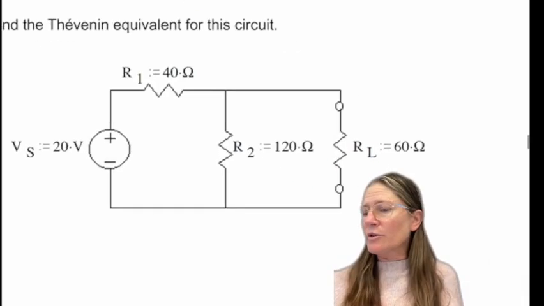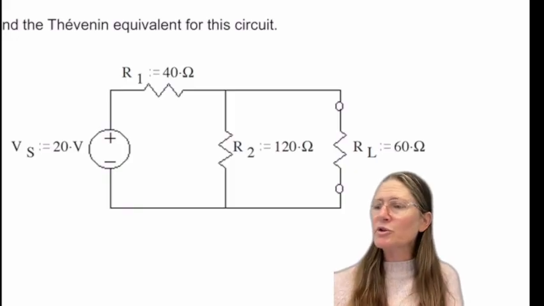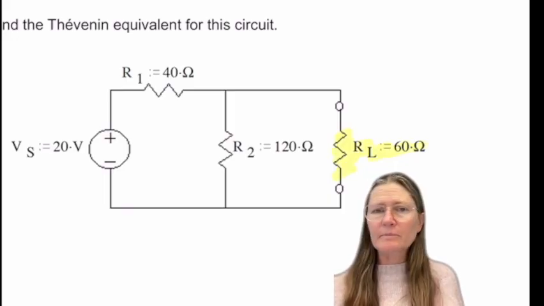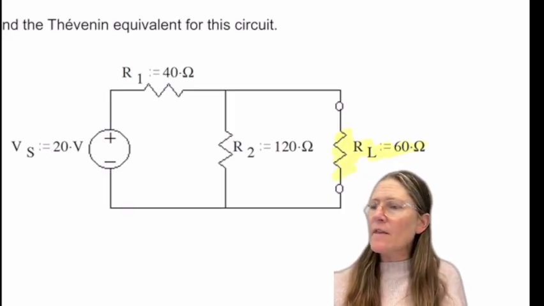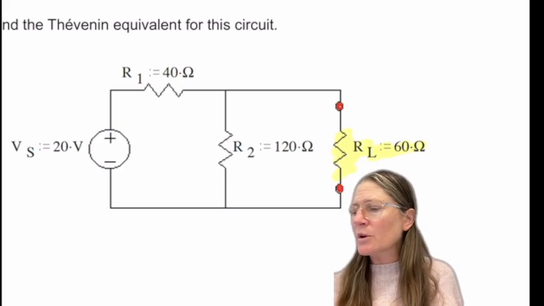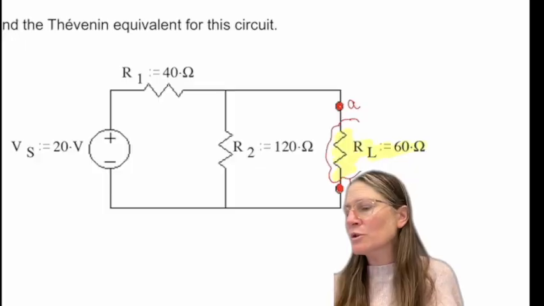So how you do this is you first are going to remove the load from your circuit. So you identify where the load is. And then wherever the load is, you're going to put on the terminals above and below it. We would call this A and B. And then we're going to remove the load.